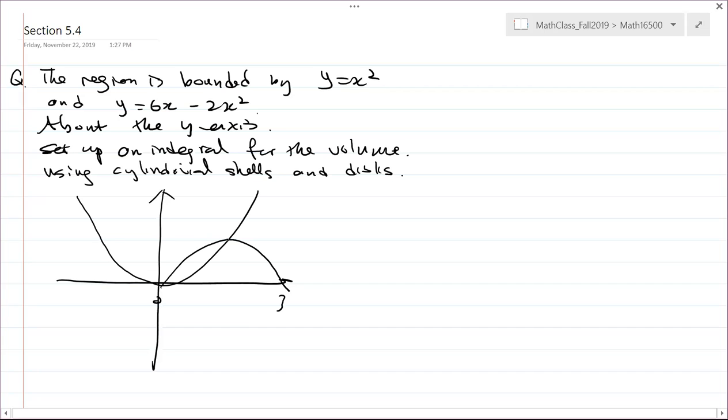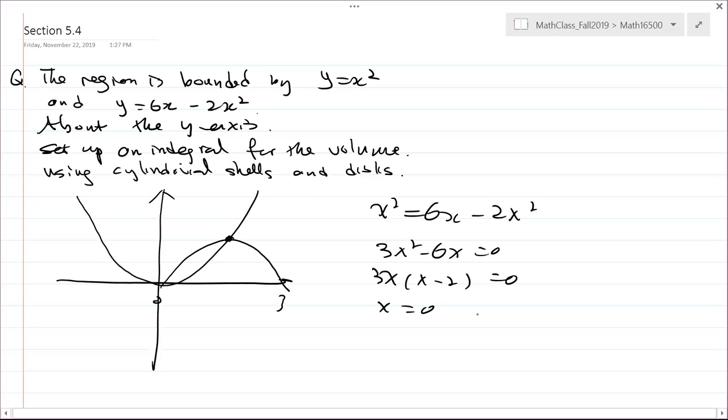So you have to find the intersection point. The intersection point has the same y value, so x squared equals 6x minus 2x squared. You can easily get 3x squared minus 6x equals 0, then 3x(x minus 2) equals 0. So x equals 0, x equals 2. And the y coordinates are 0 and 4. So 2 and 4. All right, so you shade the intersection.